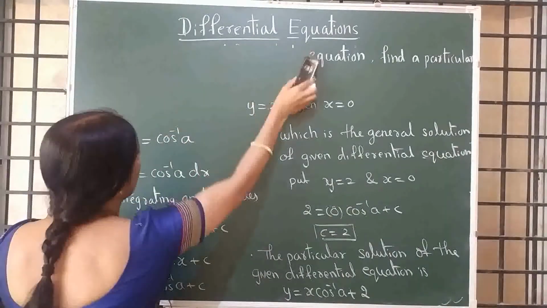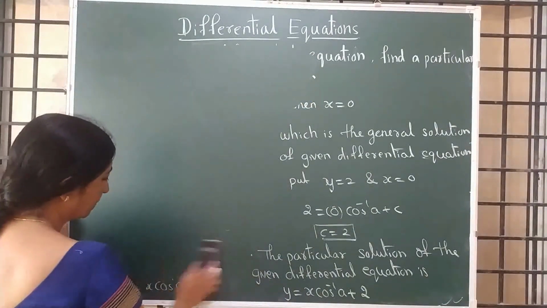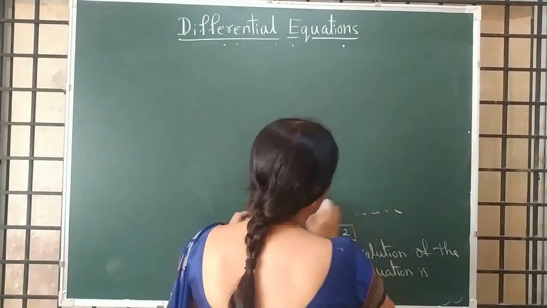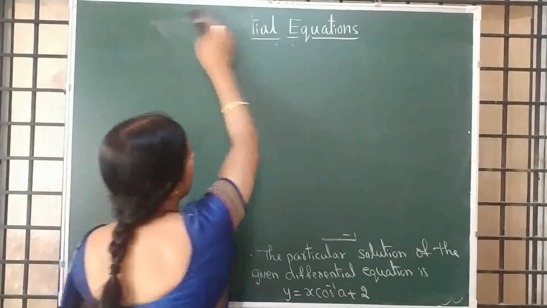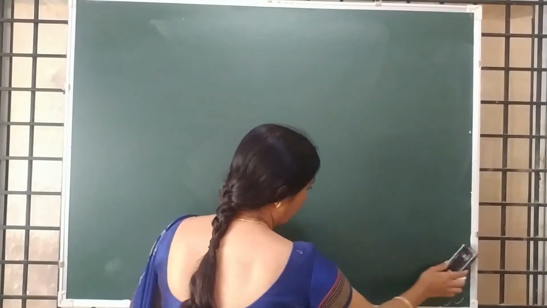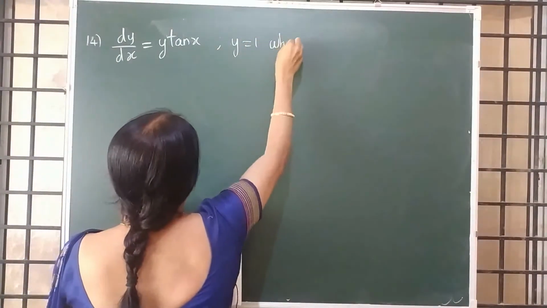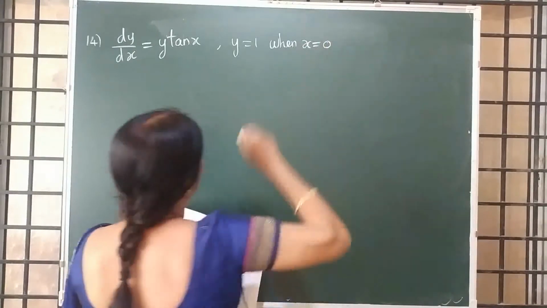Now I am moving to the next question. Same question: find the particular solution only. In the same category, I will give you the next question. Question number 14. dy upon dx is equal to y into tan x. y is equal to 1 when x is equal to 0.